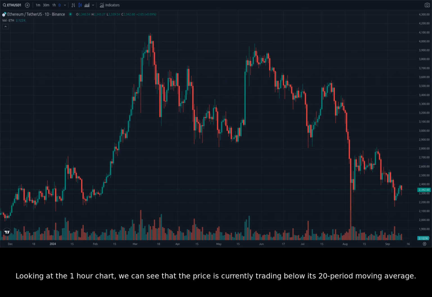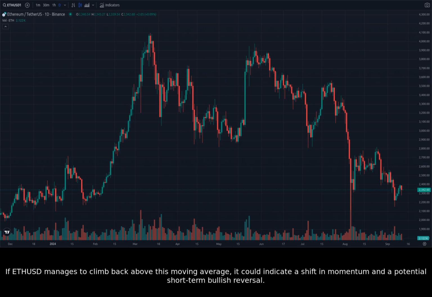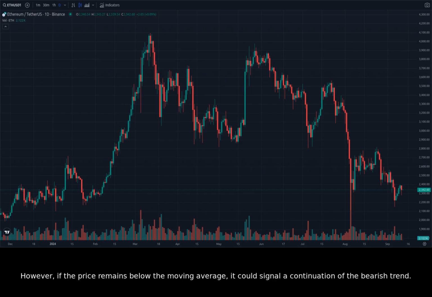Looking at the 1-hour chart, we can see that the price is currently trading below its 20-period moving average. If ETHUSD manages to climb back above this moving average, it could indicate a shift in momentum and a potential short-term bullish reversal. However, if the price remains below the moving average, it could signal a continuation of the bearish trend. We'll need to monitor the price action around the moving average for any significant changes.